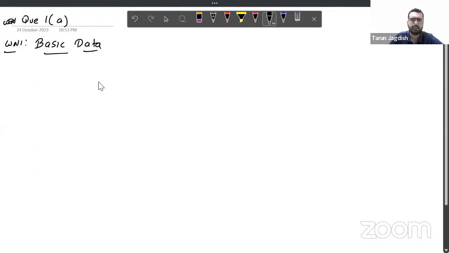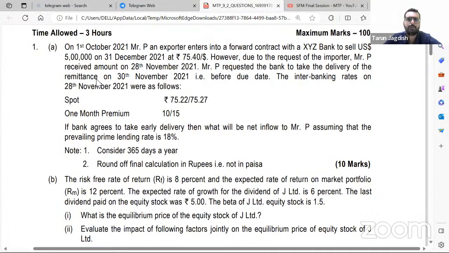All right. So here they have told on 1st October 2021, Mr. P enters into a forward contract with an XYZ bank to sell $5 lakh on 31 December at 75.4. However, due to the request of the importer, Mr. P received the amount on 28th November. Mr. P requested the bank to take the delivery on 30th November. The interbank rates are given over here. So let's do one thing.